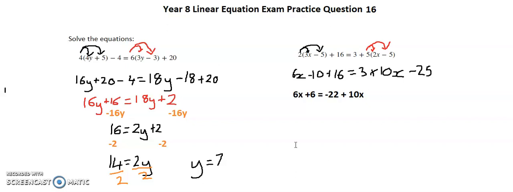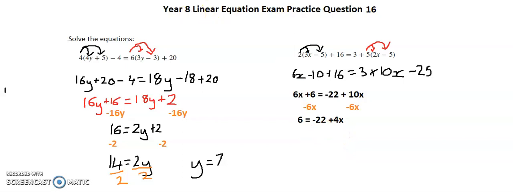Okay, so the next step that I need to do now is get my variable on one side and my constant on the other. So the first thing I'm going to do is take away my 6x on both sides. If I take away 6x on both sides, that leaves me with 6, and I'm left with negative 22 plus 4x, because 10x minus 6x is 4x.